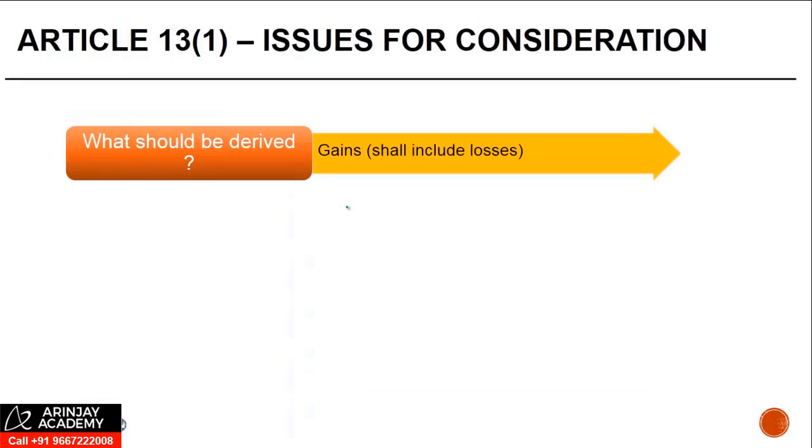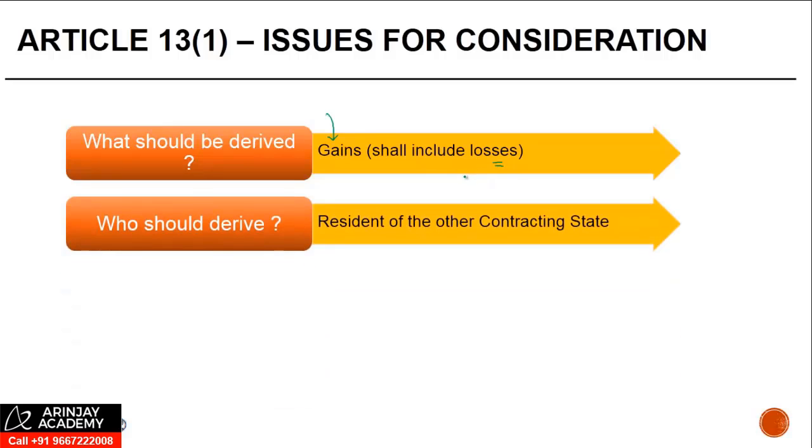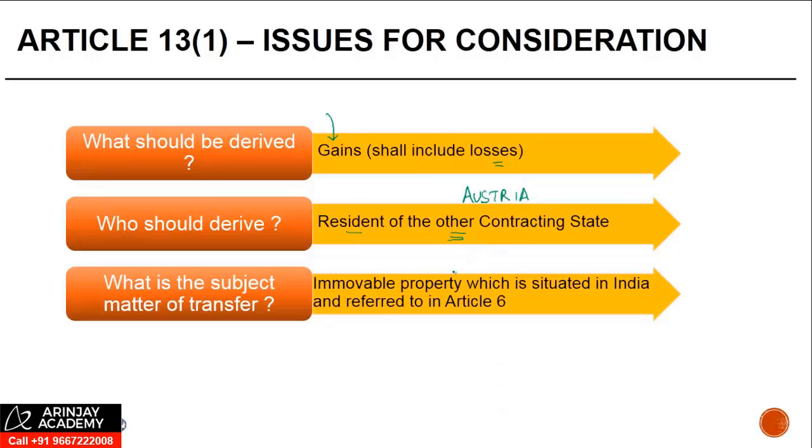So to summarize Article 13(1), what should be derived? Gains. And gains would include losses as well. Who should derive these gains? A resident of the other contracting state, Austria in our example. What is the subject matter of transfer or the capital asset? It is immovable property, but not every immovable property. Immovable property which is situated in India and referred to in Article 6. We'll just come to this in the next slide as to what is covered there.